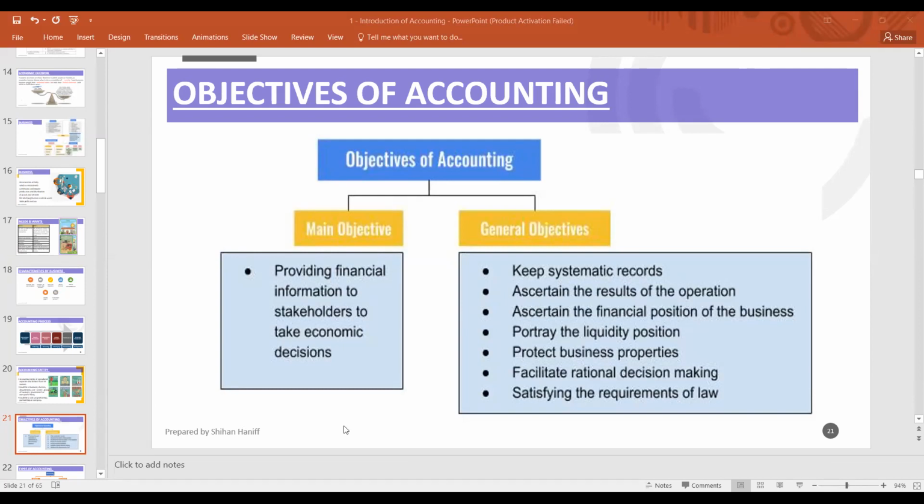Okay, so one part is the objectives of accounting. What is the objective? Right. So there is a main objective and general objectives. What is the main objective? Provide financial information to stakeholders to take economic decisions. So most of our questions are based on this. And if you go through the past papers, most of the questions are from the main objective.